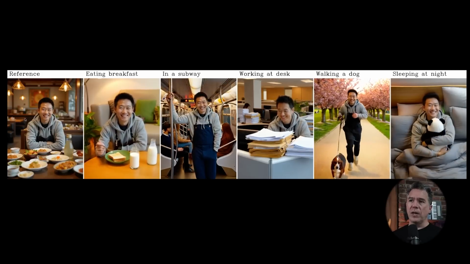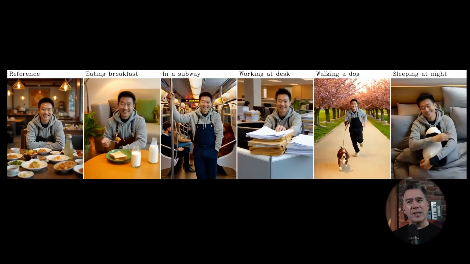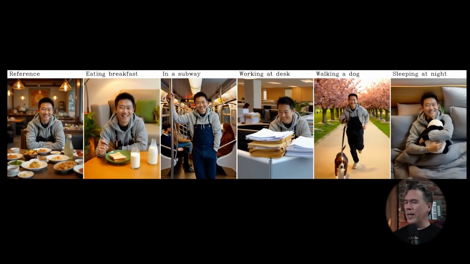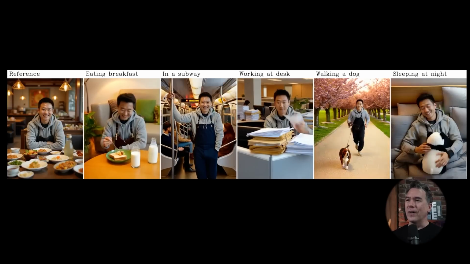A few more quick examples before we roll into shootouts. Beginning with the reference image here of this dude. I think that's a photo. I'm pretty sure it's a photo. I don't think it's AI generated. It is getting harder and harder to tell.